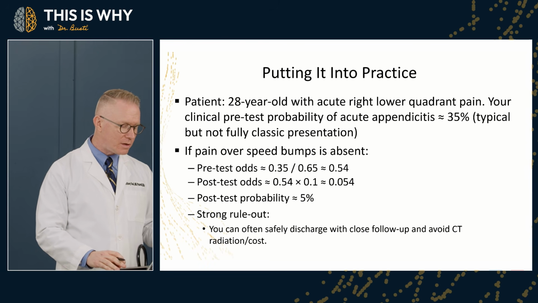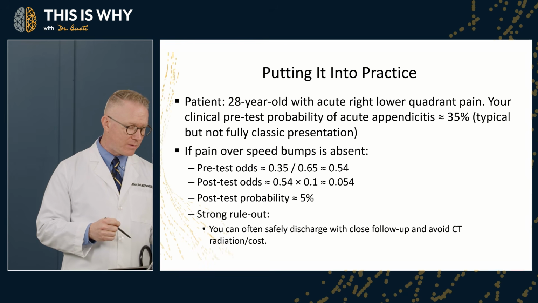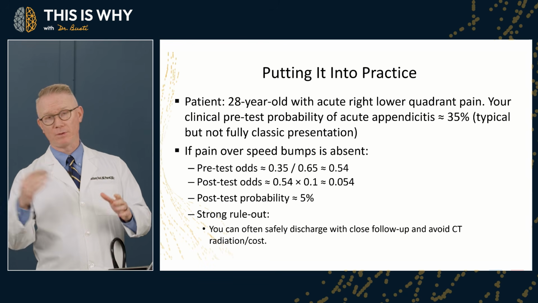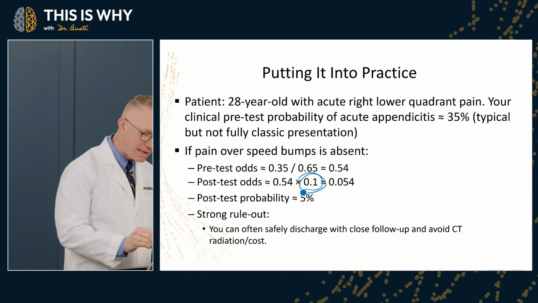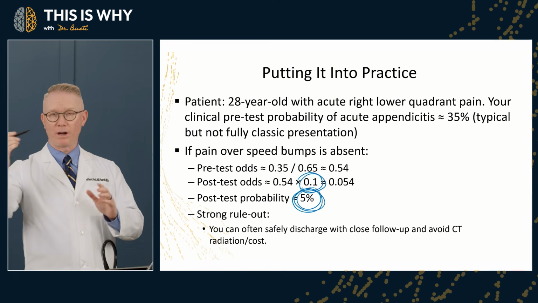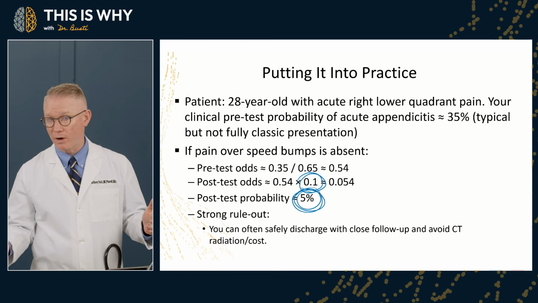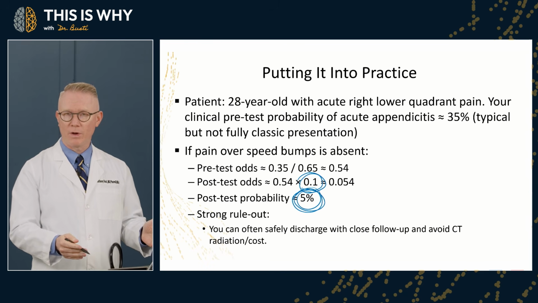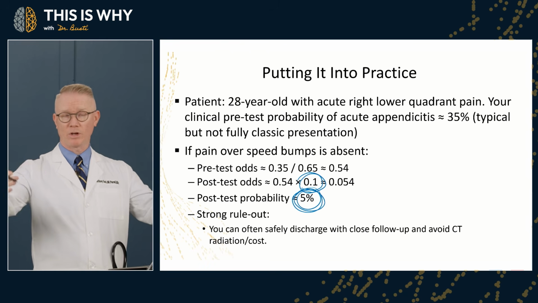Now, what about if the patient is absent of pain over the speed bump? So now we're thinking about the negative likelihood. So remember the LR is less than 1. Well, look what our post-test probability did. It went from 35% to 5%. They don't have pain over a speed bump. I can safely let this patient go and not do any workup and consults, or put them through a surgery, but give them strict return precautions.